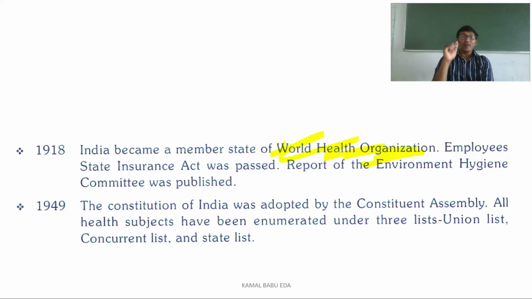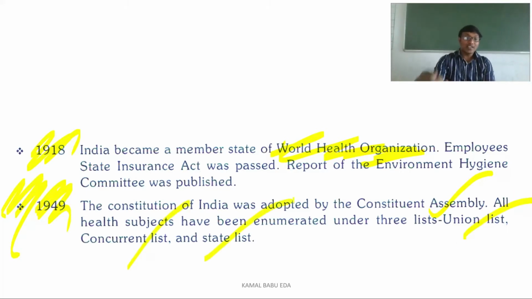The Employees State Insurance Act was passed in the same year, 1948. Here mainly the employees benefit from this Employees State Insurance Act, which is called ESIC. Also during this year, the report of the Environmental Hygiene Committee was published. And in the year 1949, the Constitution of India was adopted by the Constituent Assembly, and all the health subjects were enumerated under the three lists: union list, concurrent list and state list.